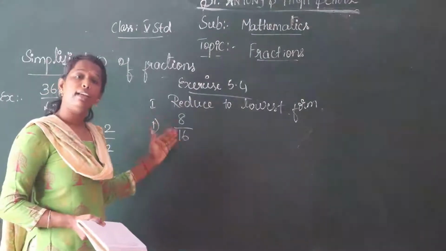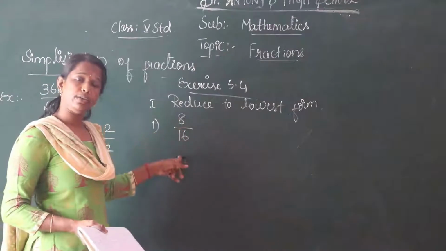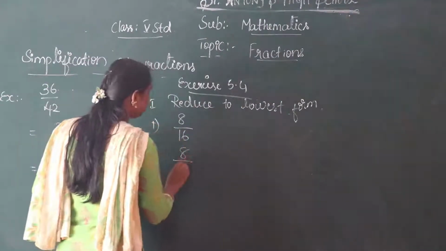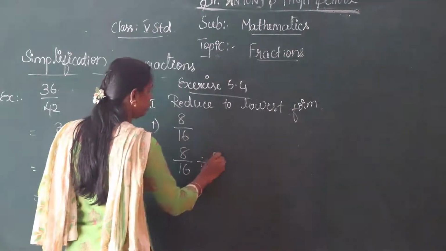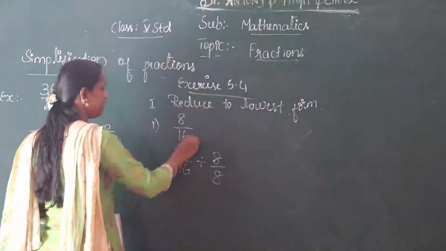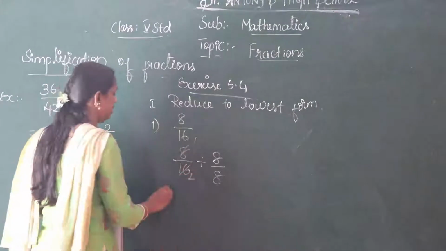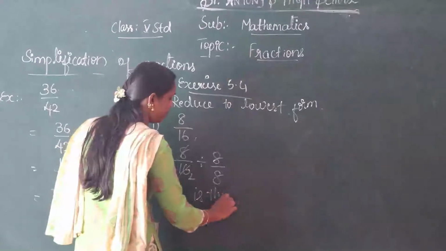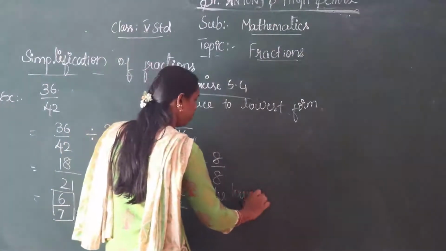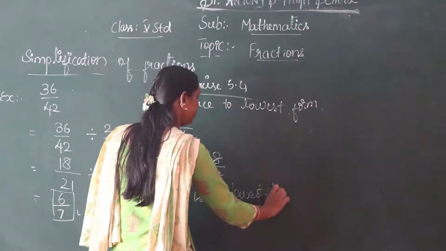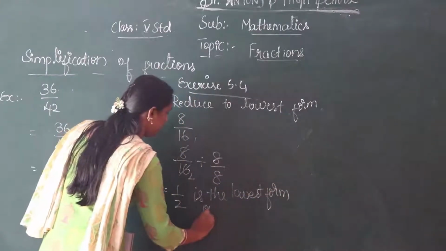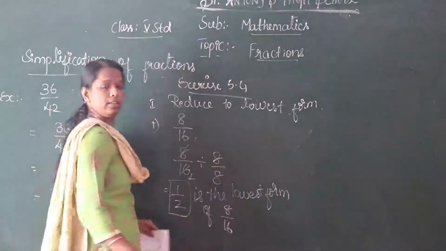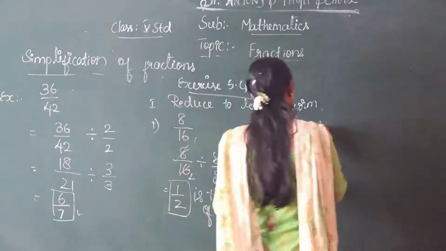So we can write it as 8 ones are 8, 8 twos are how much? 8 twos are 16. So divide both numerator and denominator by 8. The answer is 1 by 2. 1 by 2 is the lowest form of 8 by 16. Okay, clear? Clear, children? So let us take one more sum.